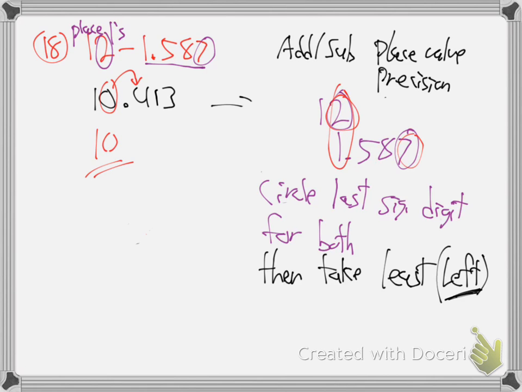That's not easy, huh? So one more time. You circle the last significant digit in each. Line up the decimals. I think that's the easiest way to see it, because it's about place value. Precision's about place value. So line up the decimals, circle the last significant digit, and take the left one. That's the place you have to end.